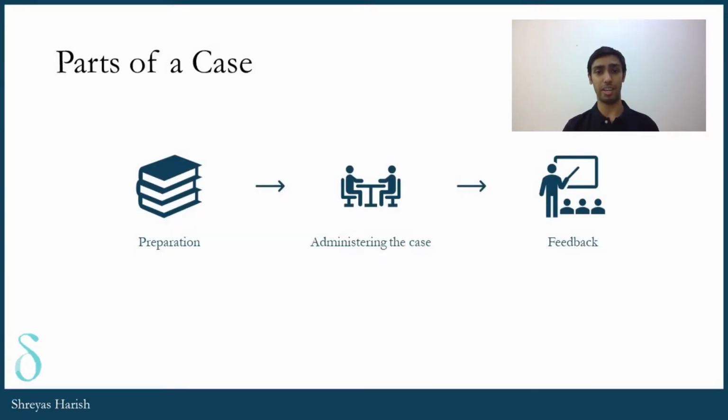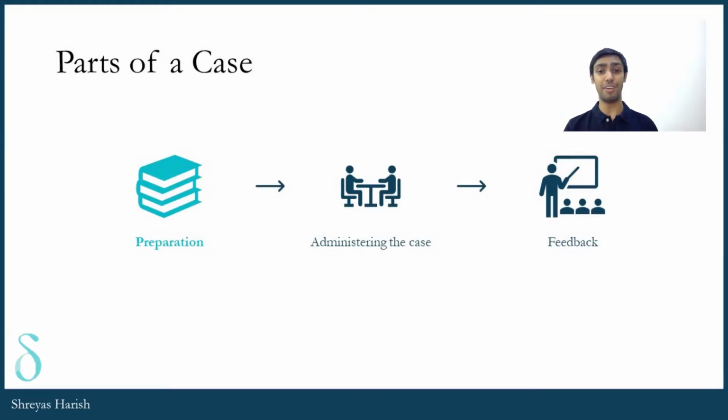To give someone a case to solve, there are 3 important steps that we look at. The first is the preparation that you do before you actually give them the case. The second is when you actually administer the case. And the third is finally after the case is done, when you give them feedback on how they performed.